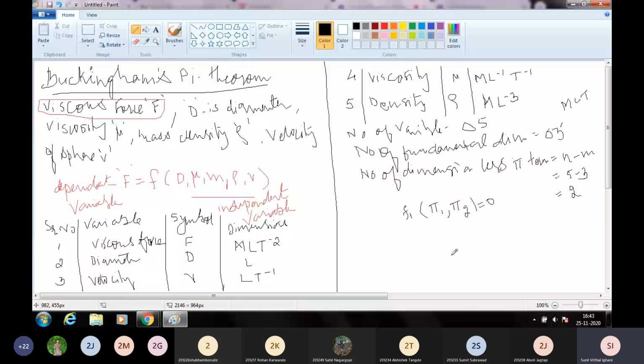Then the next step is to obtain the equation for pi terms. So I will say how to select the pi terms equation. In a previous lecture also, we have seen that we have to select the geometrical properties, flow property, and fluid property. 3 types.